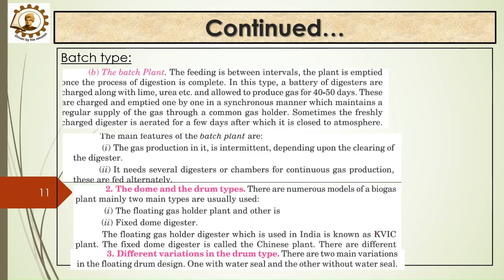Now coming to the batch type plants. In the batch type plant, the feeding is done at intervals. The plant is emptied once the process of digestion is complete. In this type, the battery of digesters is charged along with lime, urea, etc. and allowed to produce gas for about 40 to 50 days.